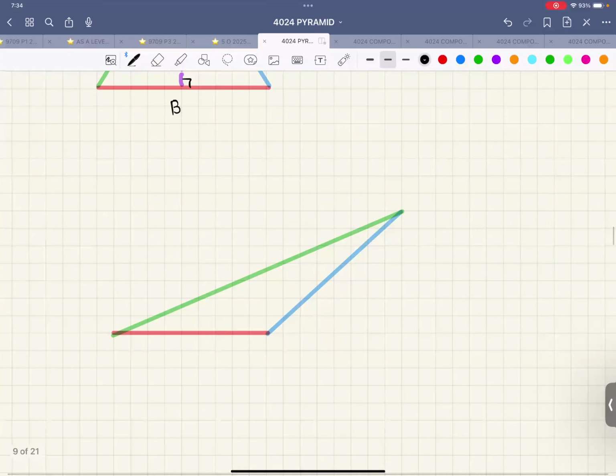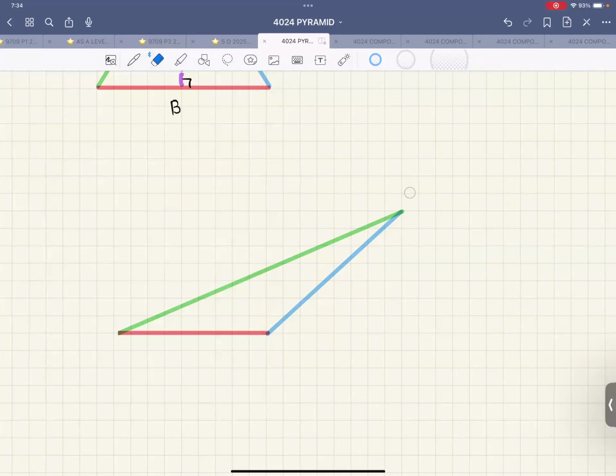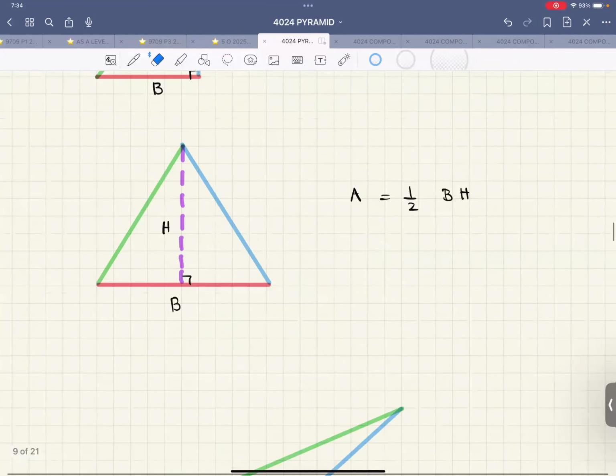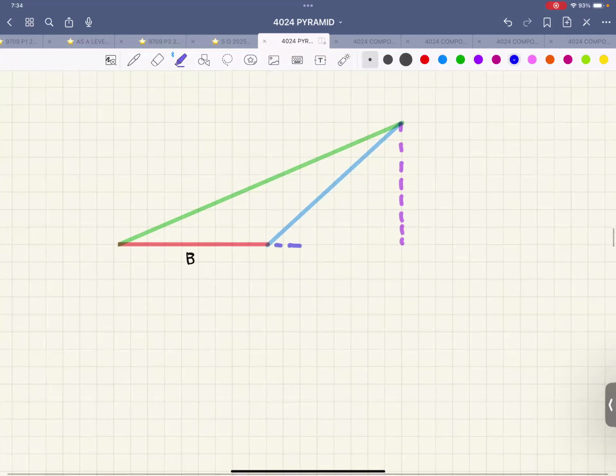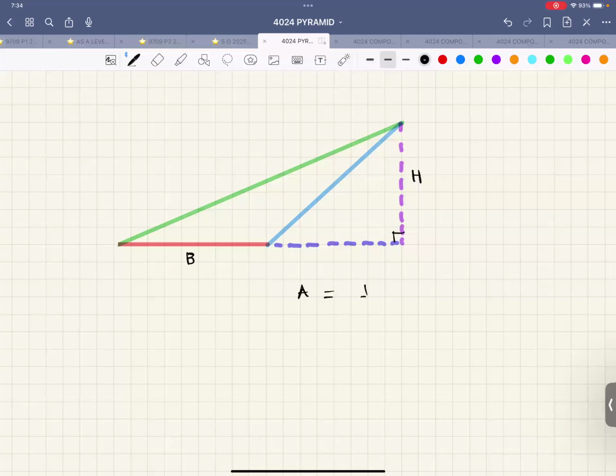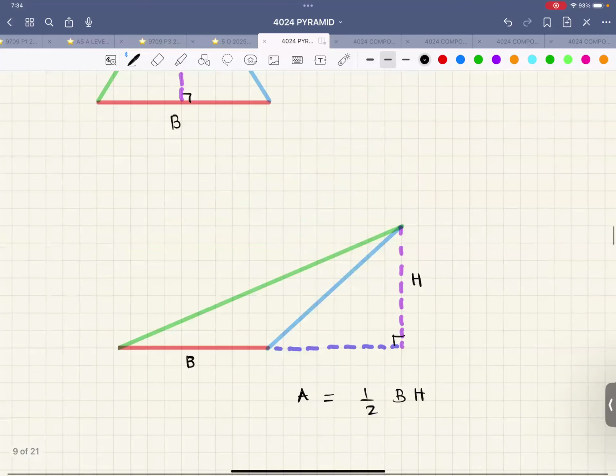Over here, let me just erase this thing. Okay, so over here, this is the base. And where is the height? The height is on the outside. It's not on the inside, it's on the outside. So let me just extend this thing. So over here, this height is on the outside. So still area is half base into height. All good, all clear? The formula is still the same.